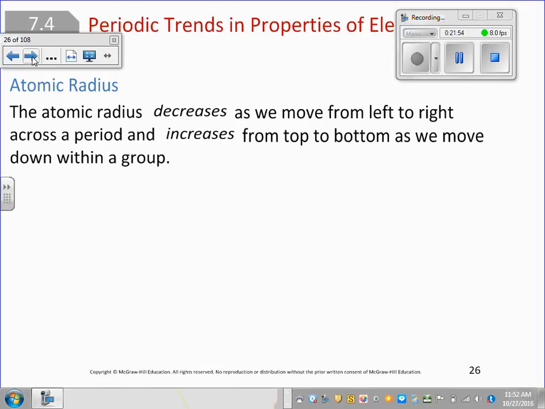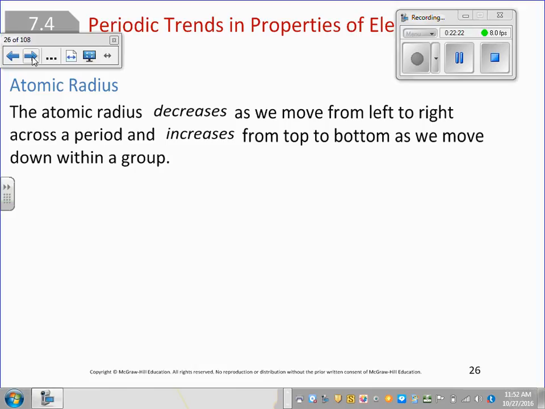So the valence electrons are going to experience more of a positive charge. So what are they going to do? Be attracted more or less? More. So if they're attracted more, they're going to get closer and closer to the nucleus. So as you go from left to right, the atomic radius shrinks. What happens if you go from top to bottom?